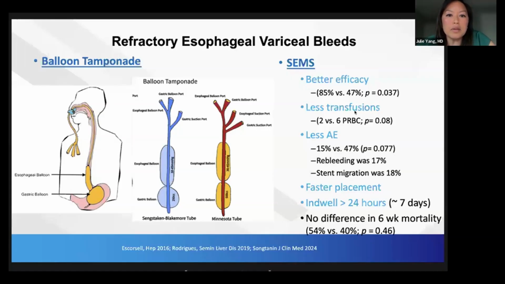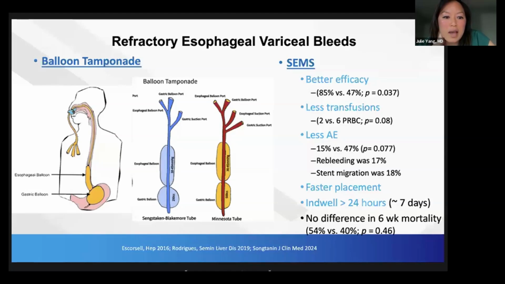And really, better. There's only been one randomized study, although it was very small in number, but it showed that there was better efficacy, less transfusions, less adverse events, although stent migration was still 18%. It was faster to place than this whole setup. And the best, I think, for me practically is that the indwell time is longer than just 24 hours.